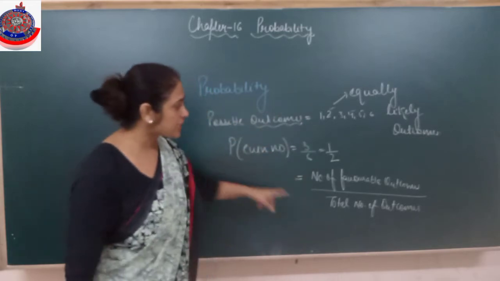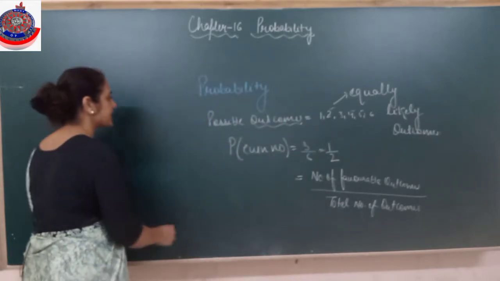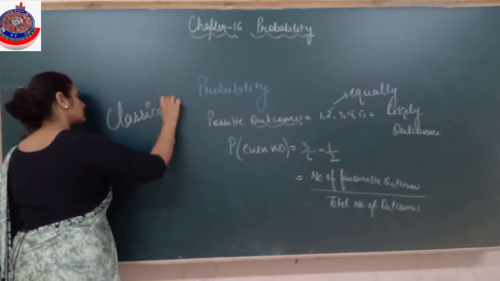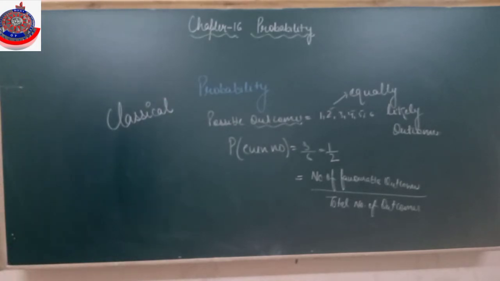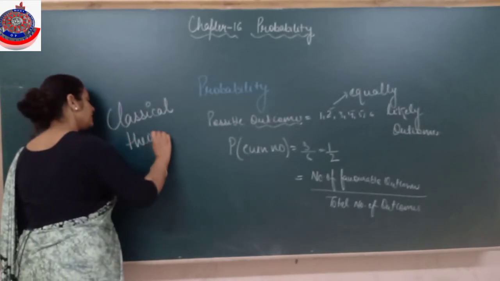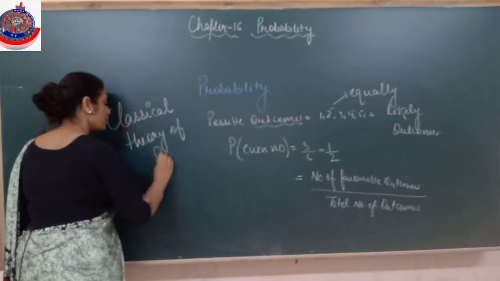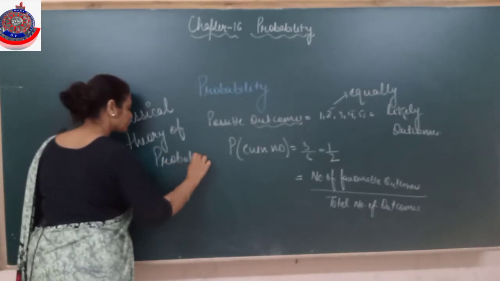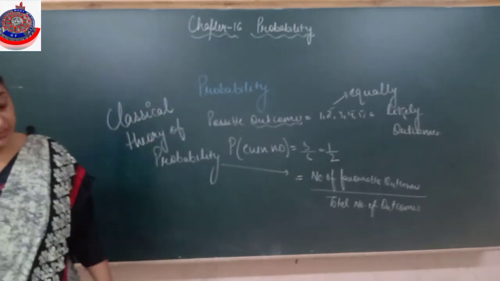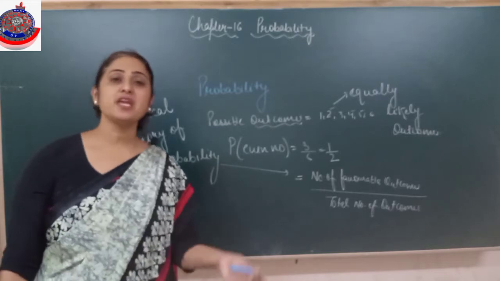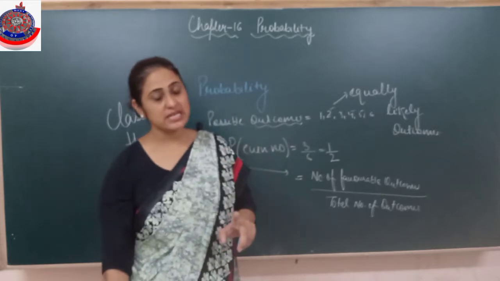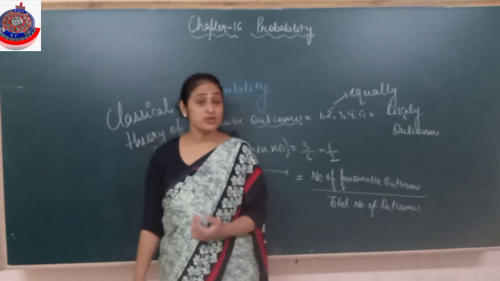That's not possible. This approach of probability which we did in class 10, this is called the classical approach. This is called the classical theory of probability, where we assume and take only those cases where every number has equal chances of occurrence. When I toss a coin, head has the same chances as the tail has. But I told you in real life it does not happen.